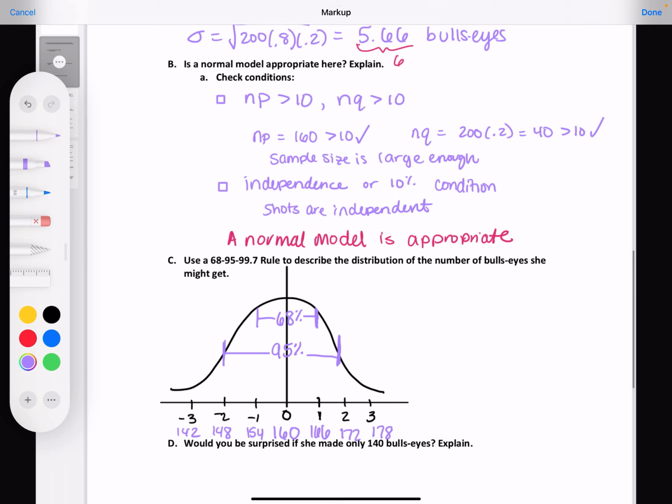Wasn't the standard deviation one? Never mind, I wrote something wrong. And then 3 away is 99.7.